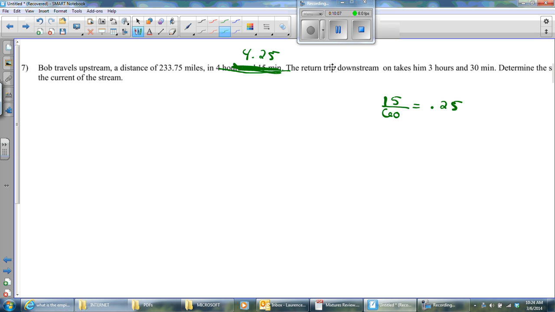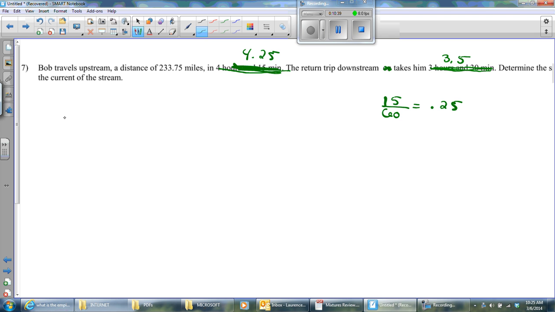Okay, the return trip downstream takes him 3 hours, 30 minutes. Okay, I don't want to use that. Now, I could do 30 divided by 60, but I know 30 minutes is half an hour, so I'm going to use 3.5. So I'm going to use those times, and I actually want you to cross those out and convert them so that you're not making a mistake. So determine the speed of the boat and the speed of the current.